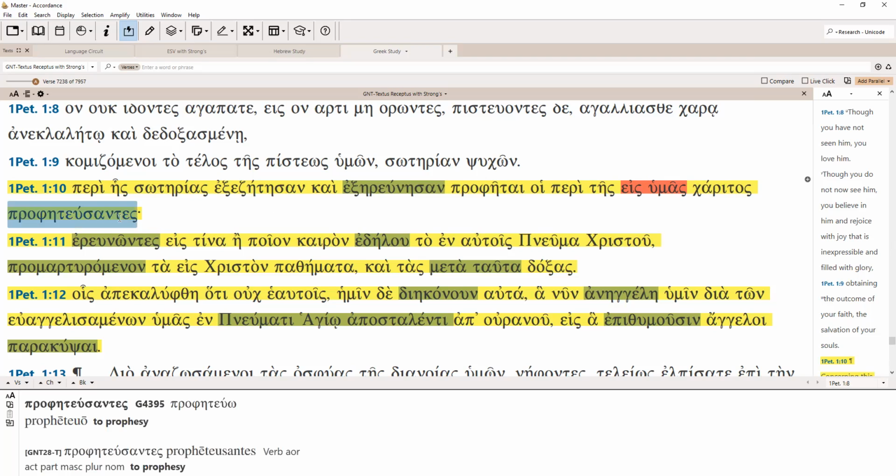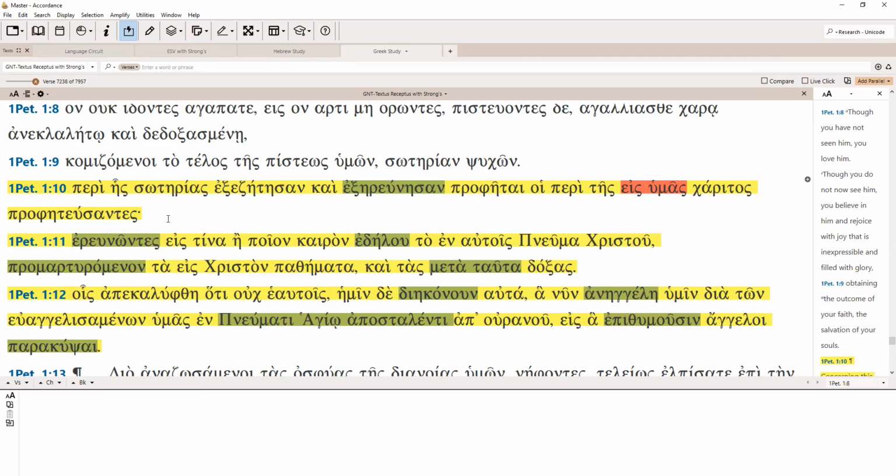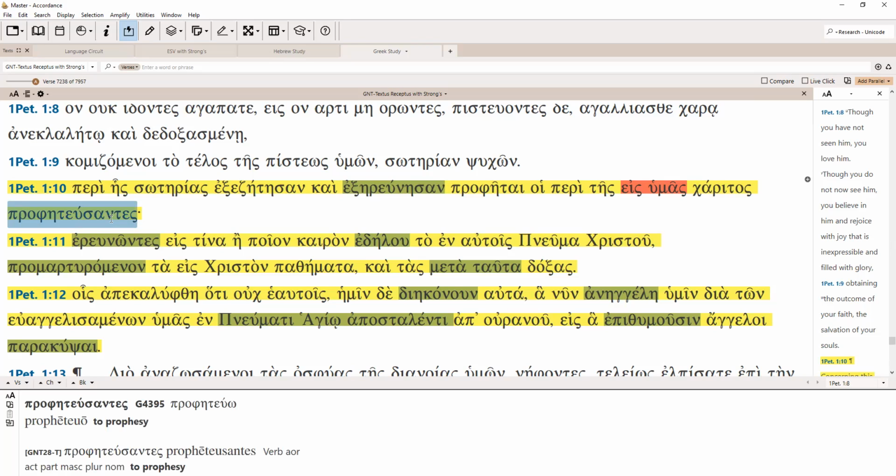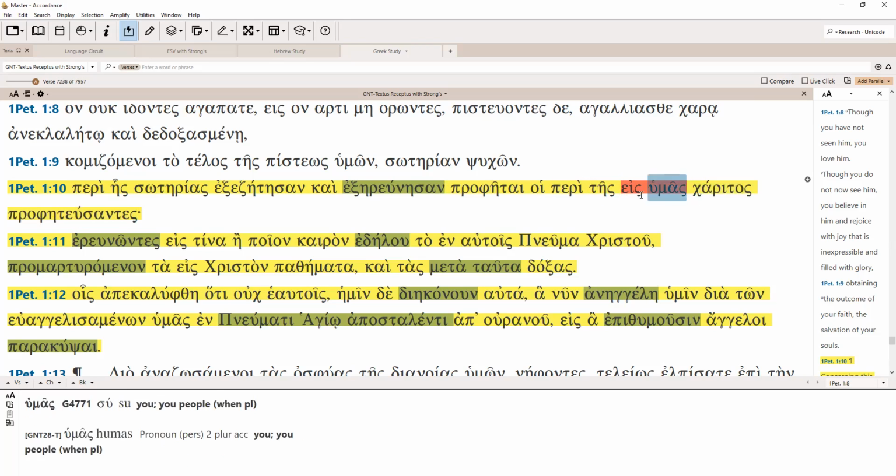Here we have an aorist active participle in the masculine plural, or masculine and feminine, but we take masculine here. So propheteusantes, who prophesied about this grace which is unto you, which is for you. Okay, so this is in the past. So he's talking about the prophets in the past. Then we move on to verse 11.